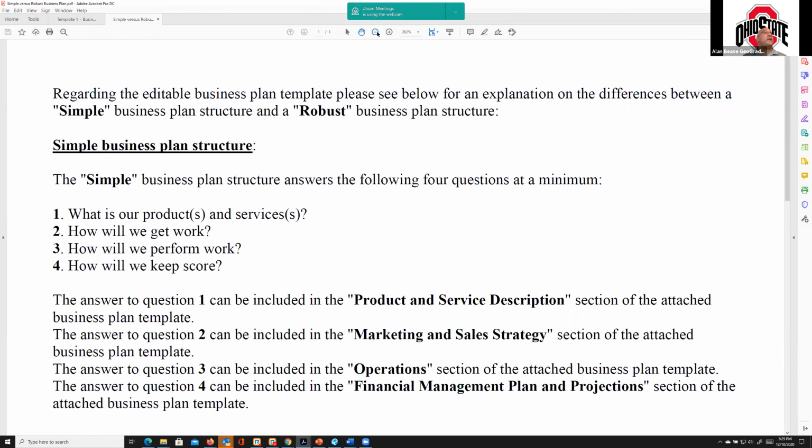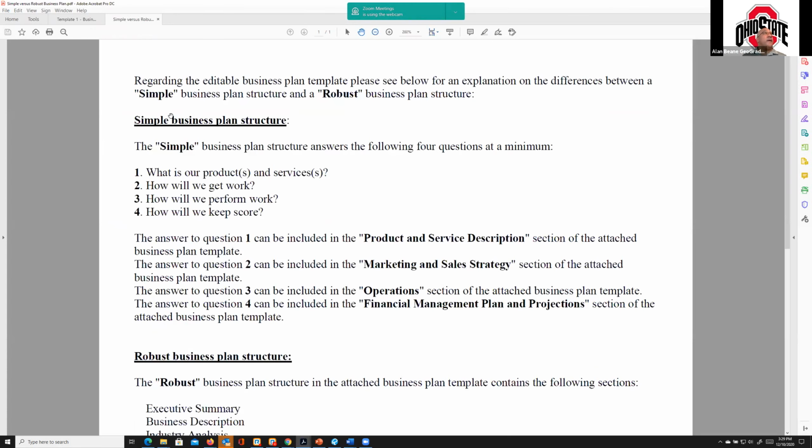Just want to make sure everybody can read this. Again, this is related to the business plan template, and I just want to go over the differences of what I mean by a simple versus a robust business plan. A simple business plan structure is simply that you answer, at a minimum, these 4 questions. What are your products and services? How will you get the work? How will you perform the work? And how are you going to keep score to know that you're winning?